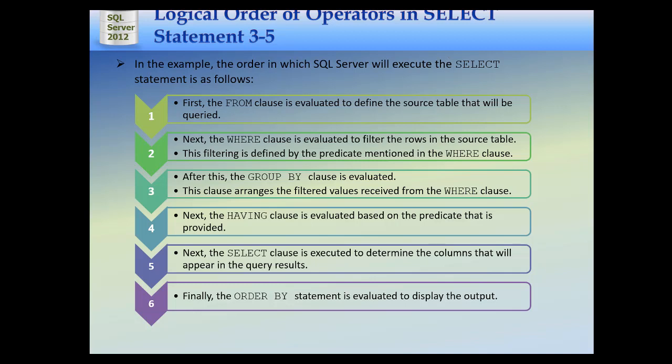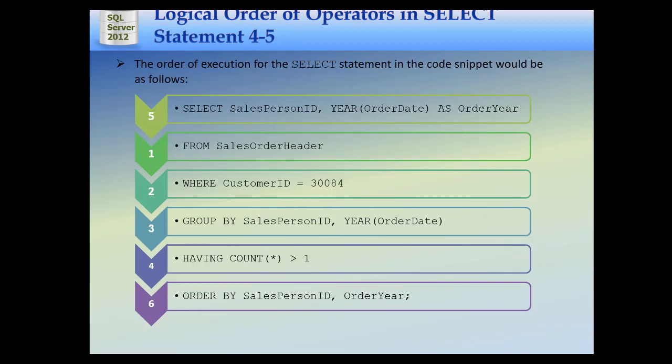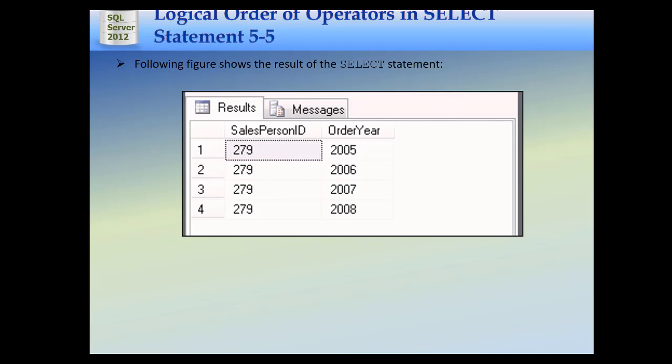So the order of execution for the SELECT statements in the code snippet would be as follows. This is the way it was written, but now we want to see how it's actually executed. The SELECT will be evaluated fifth. So we'll start at the FROM, followed by the WHERE, GROUP BY, HAVING, and finally we'll go to the ORDER BY clause. And once you run this on the AdventureWorks database, it will give you these results.